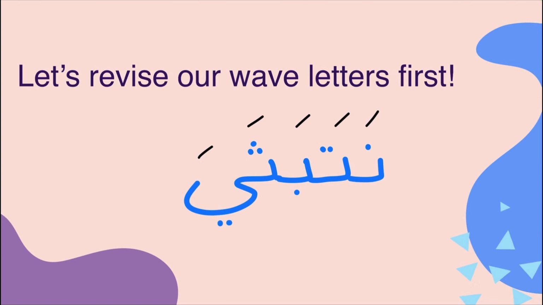The wave letters look like waves, and you must notice their dots very carefully. Some of them have one dot, some of them have two, and some of them have three. And some of them have the dot on top, and some of them have it below. Let's practice.